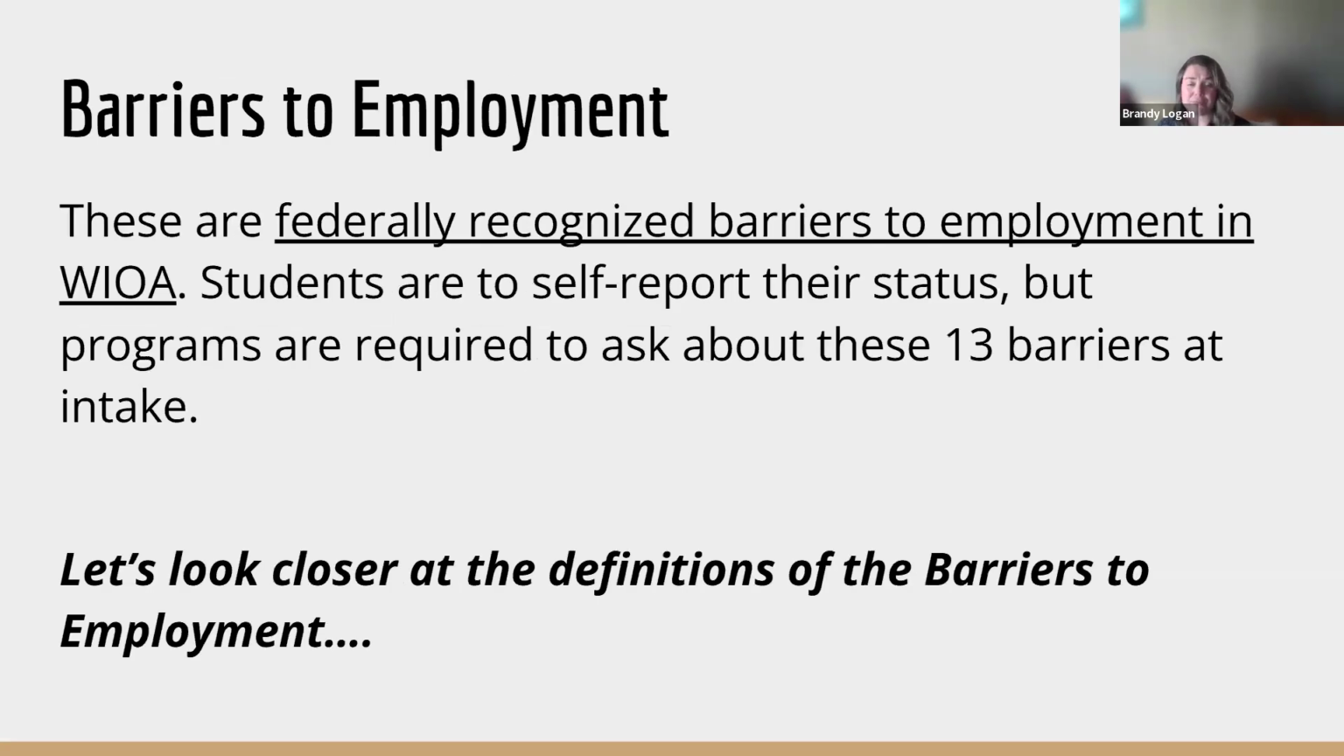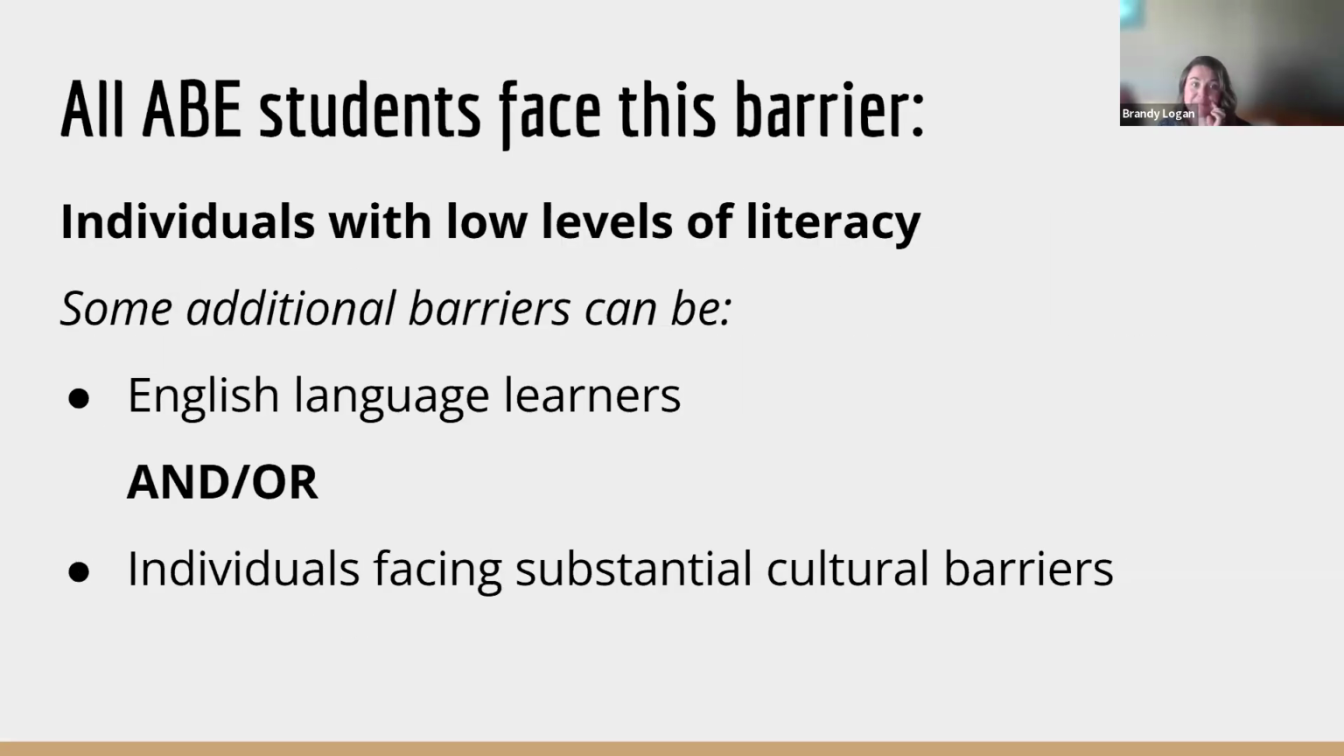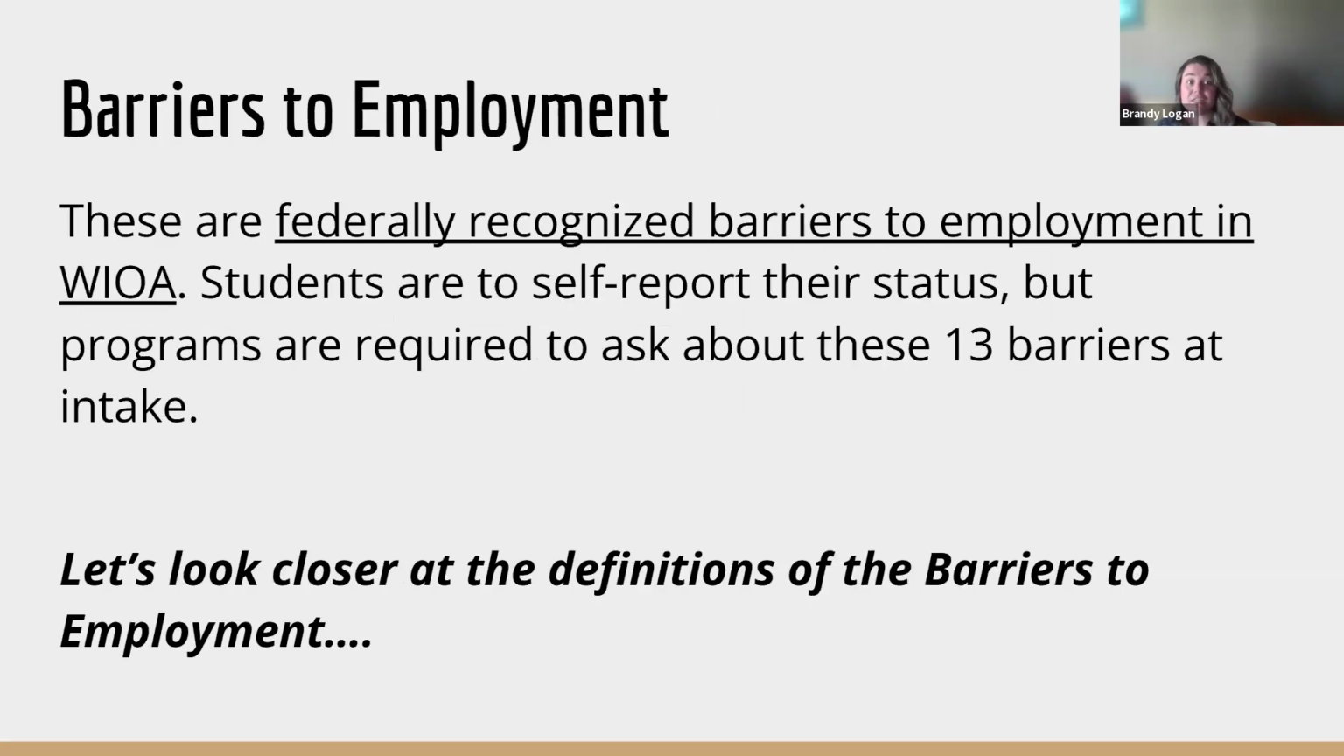And that might be falling under a cultural barrier for students. And of course, ELL is very easily explained. Barriers to employment. These are federally recognized barriers to employment under WIOA. Students are to self-report, as we had mentioned prior, their status, but programs are required to ask about the 13 barriers at intake. And so we've heard conversations from the field about this can be really personal information. Sometimes people don't understand the definitions or they don't feel like they fall under a category.